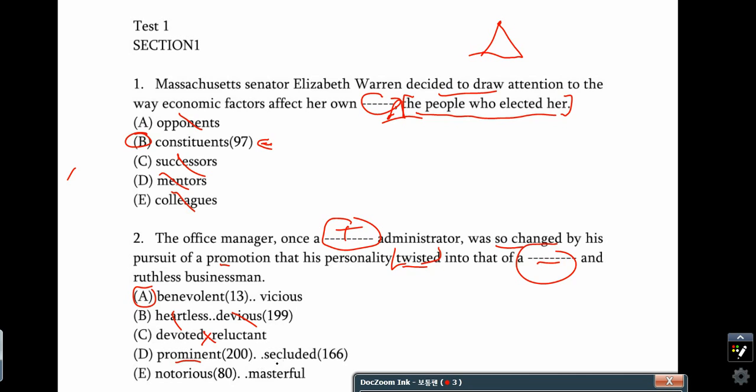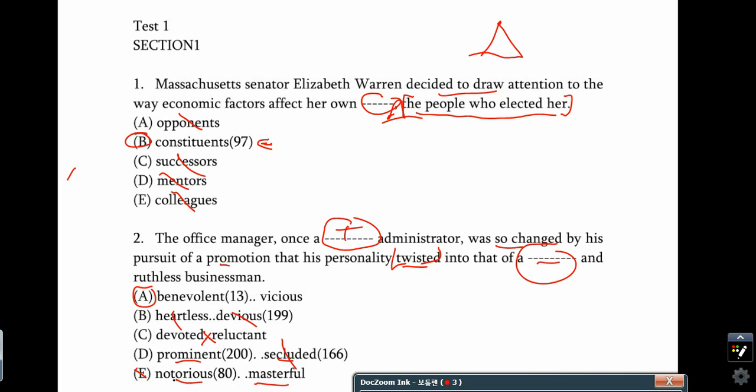Prominent means well known, and secluded means away from society or living by oneself. However, secluded and ruthless don't go together at all. You can't be secluded and be ruthless. You can't be pursuing a promotion and be secluded, so that can't work. So D is wrong. And E, notorious is well known for in a negative way, and you can't twist from something bad into something good. So E is also out.